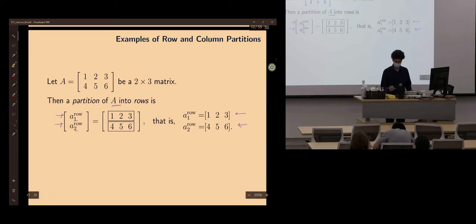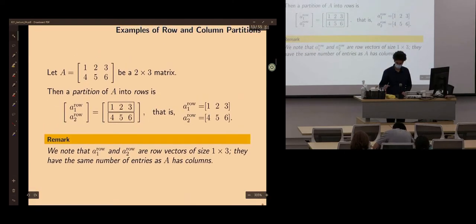Why do we have 2 rows? Because the matrix was 2 by 3. By definition, it's 2 rows, 3 columns. It's not a matter of guessing. We will know that we will also have 3 columns.